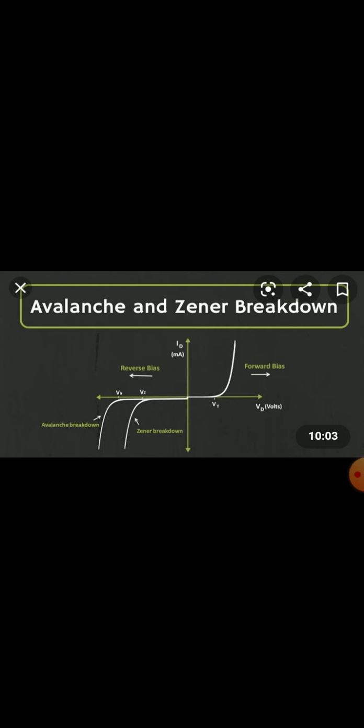The reason is the thin depletion layer. In avalanche breakdown, the depletion layer is thicker, so more reverse voltage must be applied to develop this electric field. But in a Zener diode, the thin layer is enough to break the electrons free.